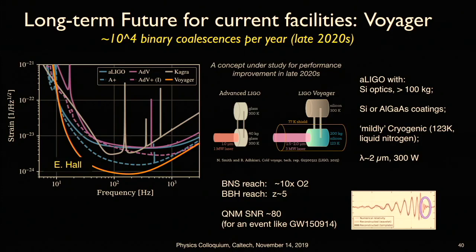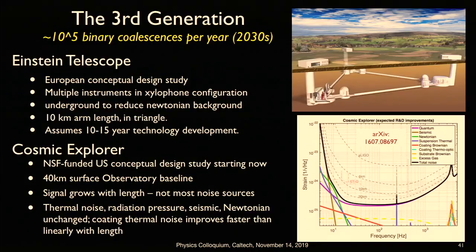BBH is detected up to Z of 5, and a very high signal-to-noise ratio for the quasi-normal mode ringdown. So that's one of the possibilities. I would call this 2.5 generation because it's third-generation technology in second-generation detectors.